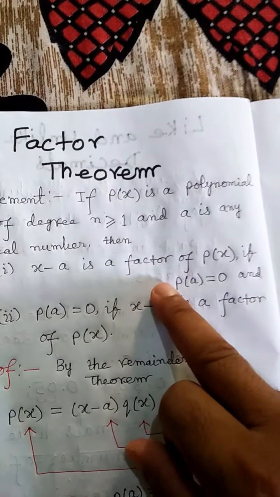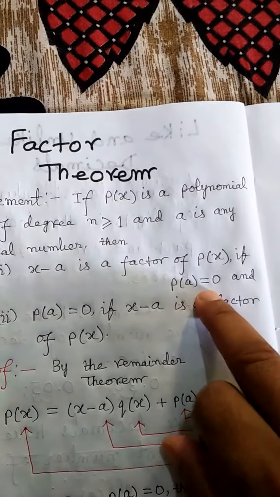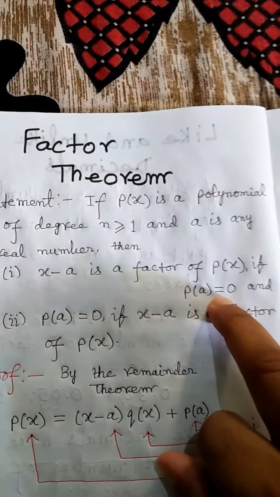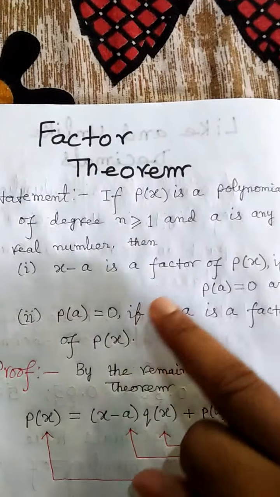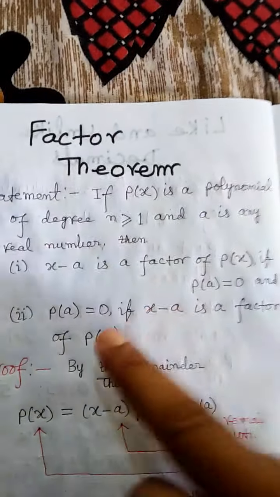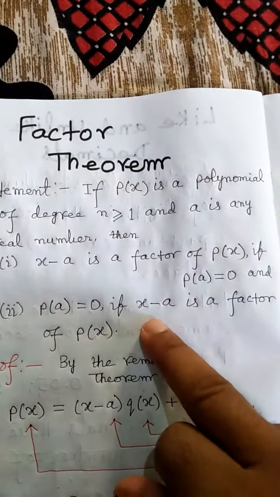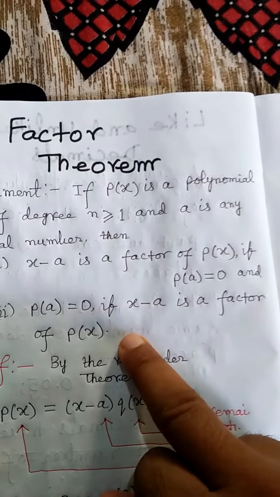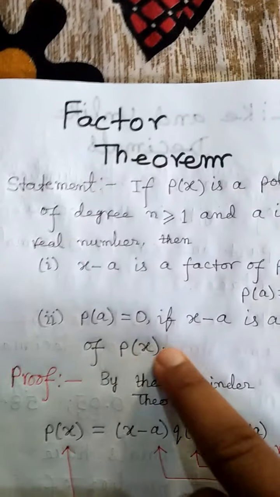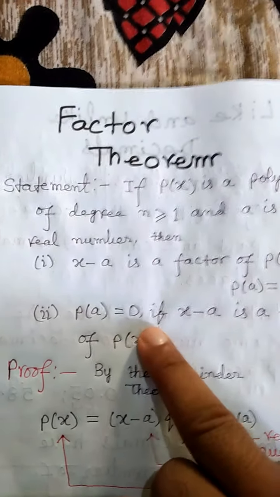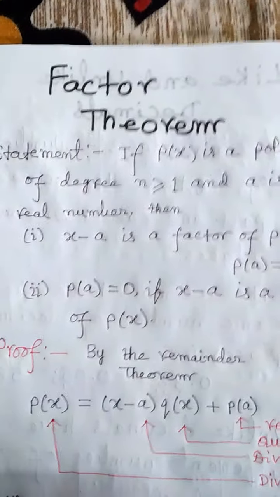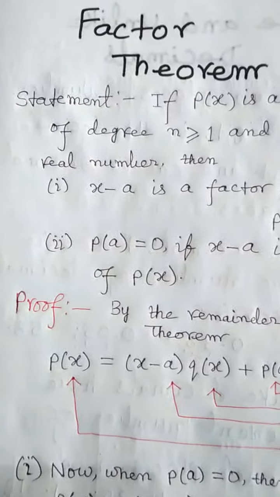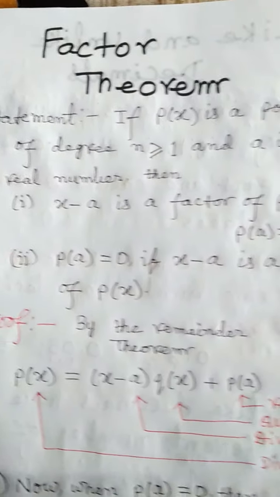In the first case, P(a) is given, that is 0, then we have to prove that x minus a is a factor. And in the second case, it is already given that x minus a is a factor, and then we need to prove that P(a) is equal to 0. It will be solved with the help of the division algorithm and remainder theorem.